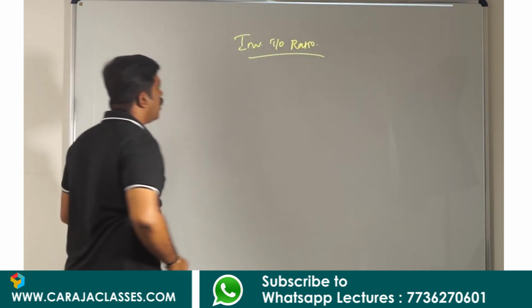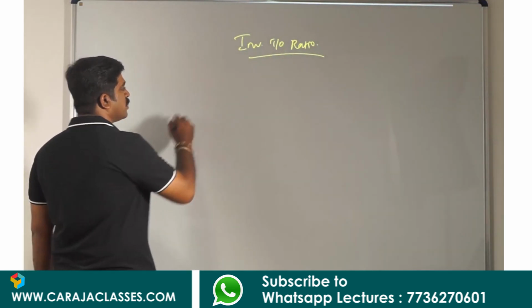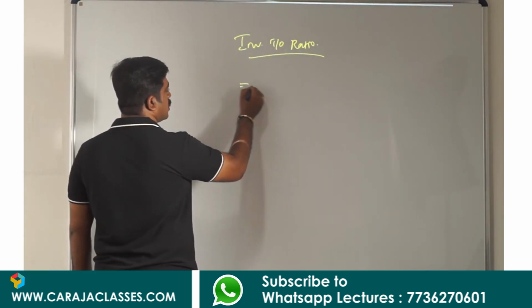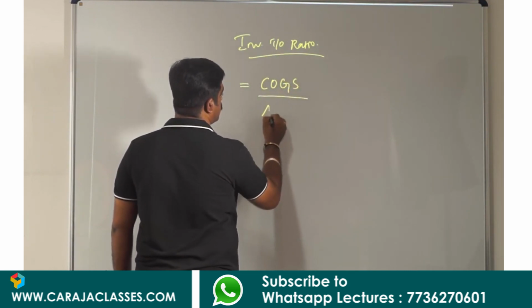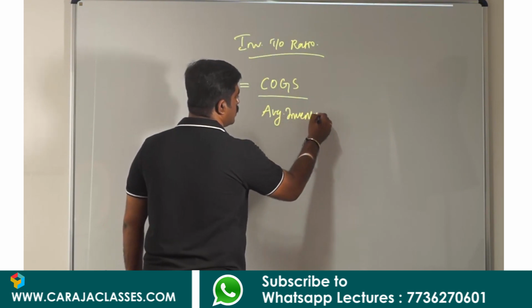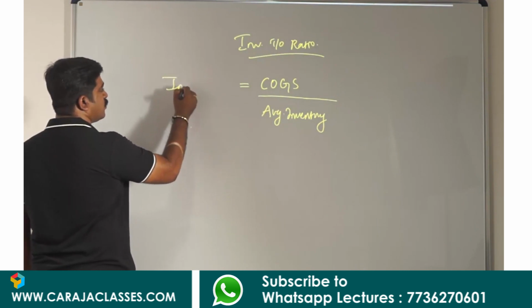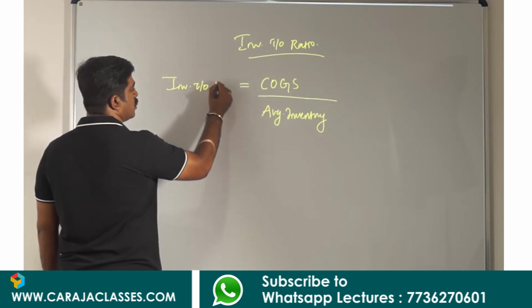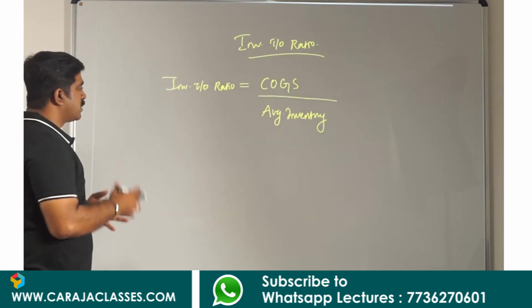Now, what is the formula? Let me just give you the formula, then we'll appreciate it. The formula is cost of goods sold divided by average inventory. Cost of goods sold divided by average inventory gives us the inventory turnover ratio. Now, what is this ratio, or what does it communicate?